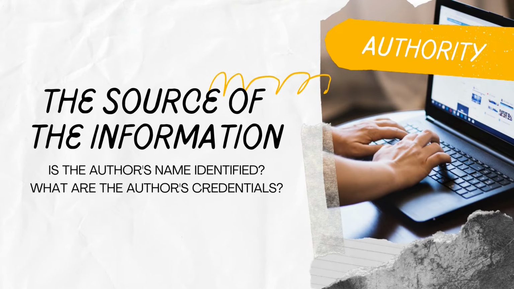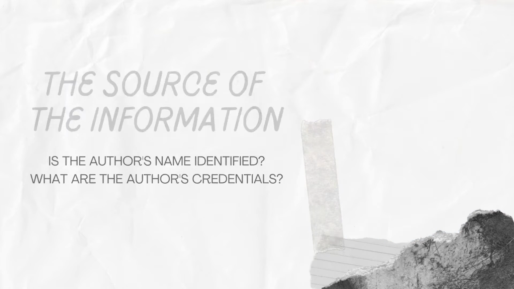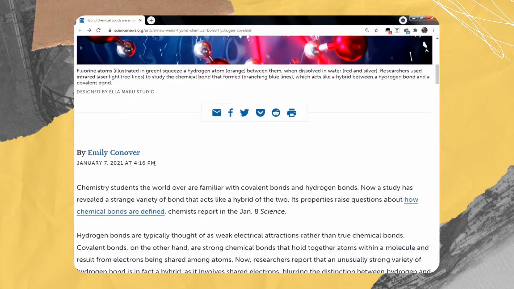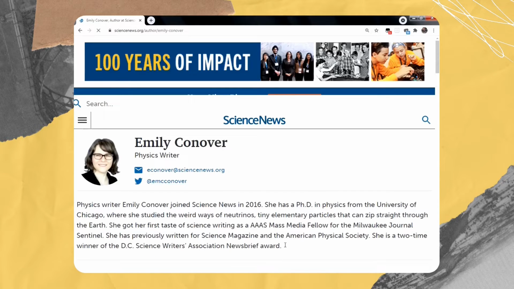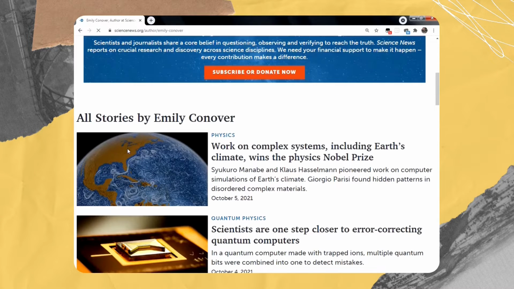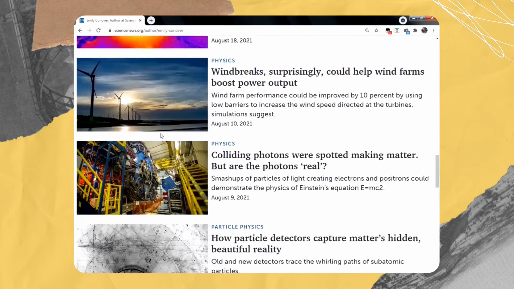Next is authority. So authority is the source of the information, and it answers the following questions. Is the author's name identified? What are the author's credentials? In this article, as you can see, when you scroll down, you will see the author's name near or above the publication date, by Emily Conover. So when you click this one, it will direct you to the author's credentials. So here, as you can see, Emily Conover is a physics writer. And when you scroll down, you can also see the other works, or the other stories, of Emily Conover here. And let's go back.